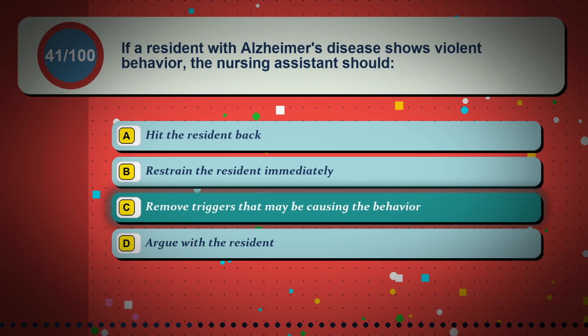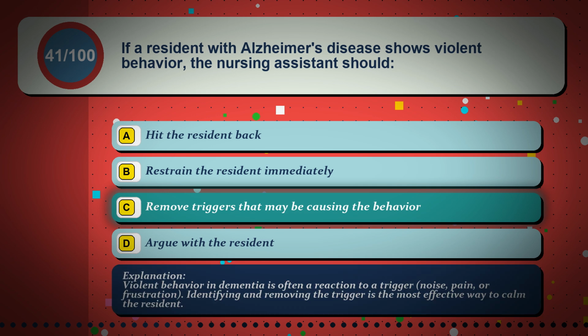The correct answer is option C, remove triggers that may be causing the behavior. Violent behavior in dementia is often a reaction to a trigger: noise, pain, or frustration. Identifying and removing the trigger is the most effective way to calm the resident.